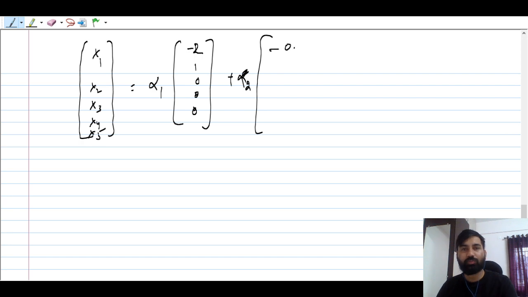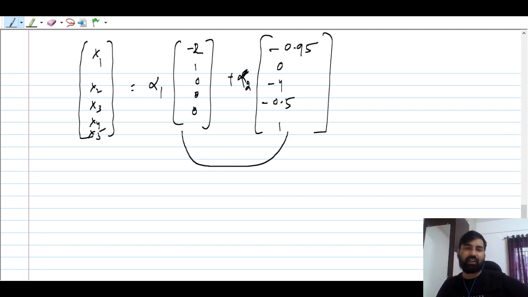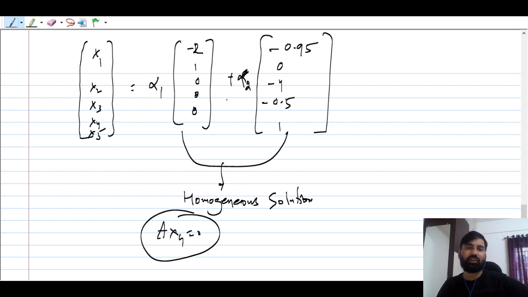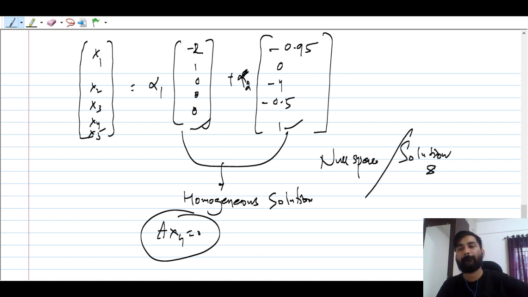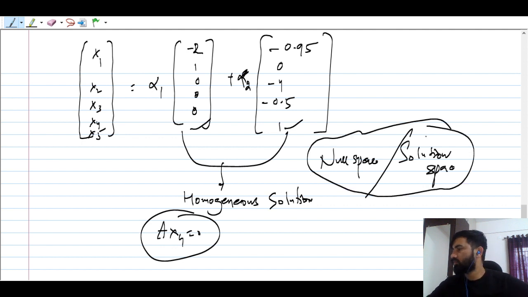Okay, so 0.95, again, then 0, minus 4, 0.5, then 1. Okay, it is very important. So guys, these are the solutions, we call them homogeneous solutions, or they satisfy A XH equal to 0. We call it AXH. So if you take these and put them back into the equation, they will satisfy AX equal to 0. And they are also known as the null space. They form a null space, or you can say solution space. So please remember this.